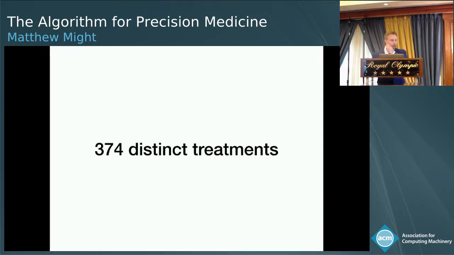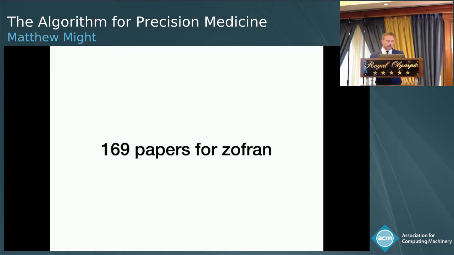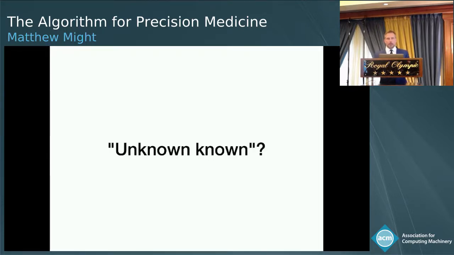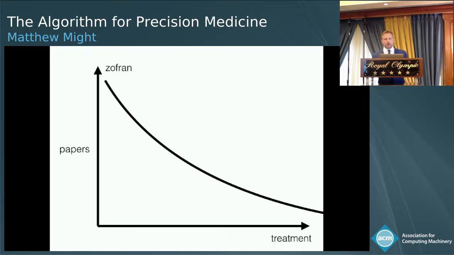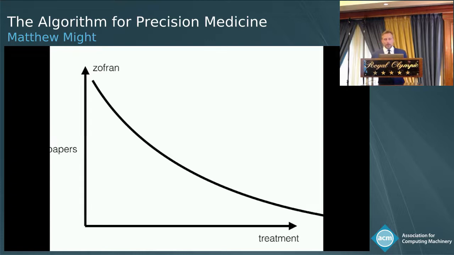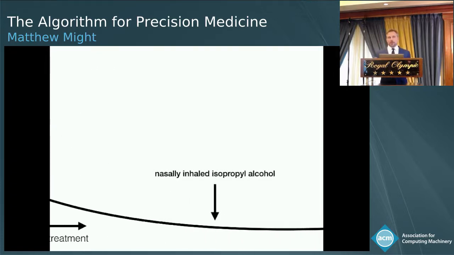which is fair. But if you rank these treatments by the number of papers that support them, you'll find up at the top Zofran, the number one anti-nausea drug that's out there right now. But if you keep going down this histogram, you enter a region that we would call the unknown known, the region of the curve where people have tried it, they've published it somewhere, and they have some evidence that it actually works.